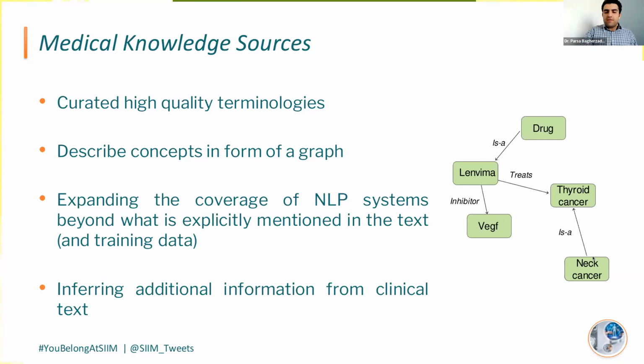So the benefit of using a knowledge source is that we can expand the coverage of NLP systems beyond what is actually mentioned in the text explicitly, and also what is seen in the training data. Also we can infer additional information from the clinical text. For instance, if you are interested to see what drugs are used for neck cancer overall, although in this institution or in this hospital we have used only some, overall we can use it and infer more information.